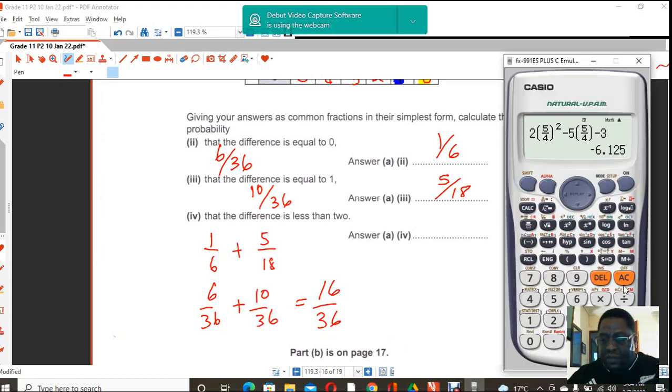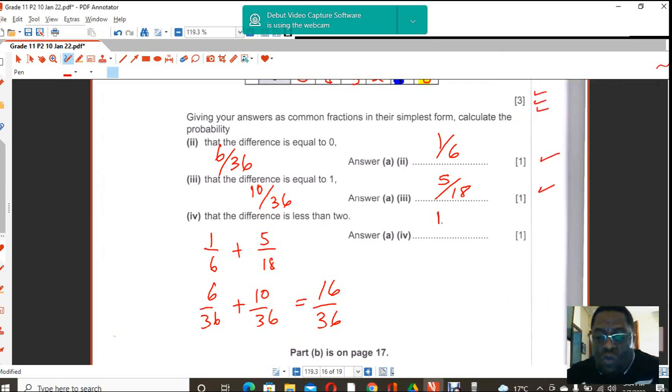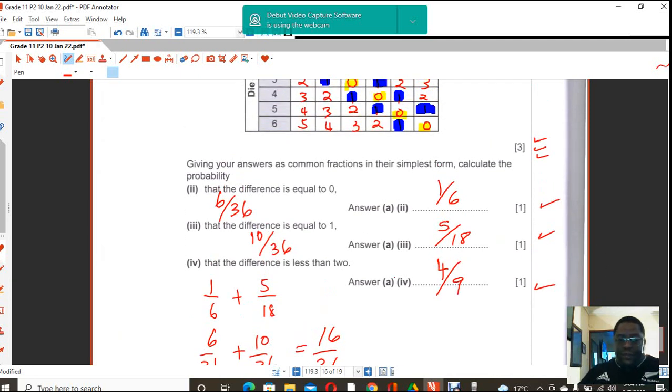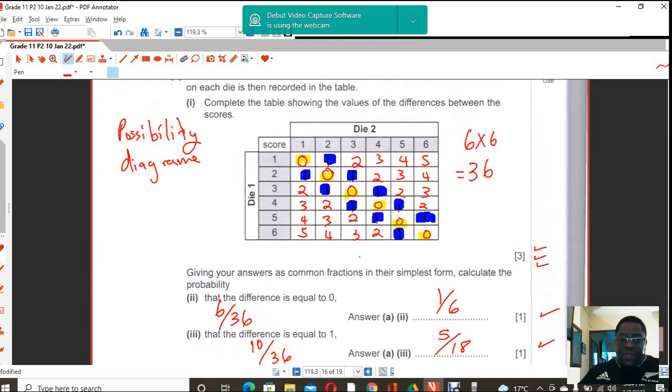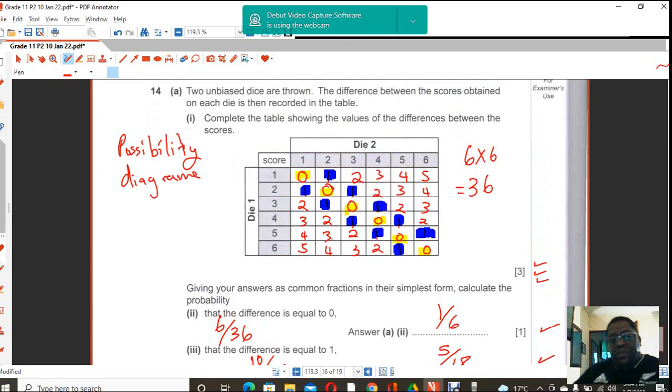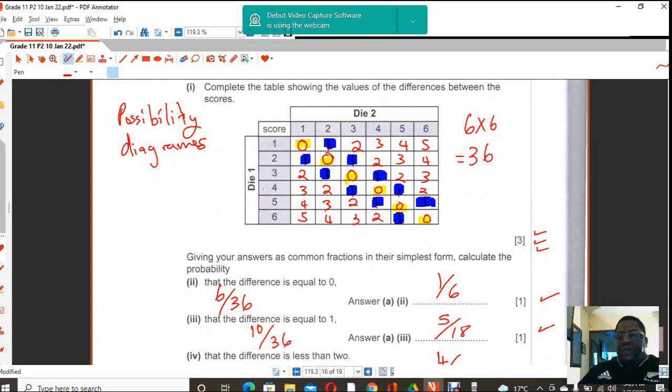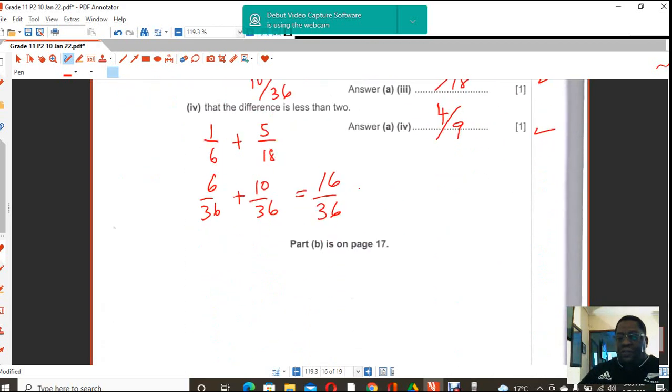So yeah, let's see, it's 16 over 36. Well, the fraction is 4 over 9. All right, so 4 over 9, and your work there is done for per day. Are we clear? Possibility diagrams or space diagrams. So please follow this, and you should be on the right path as far as this is concerned.